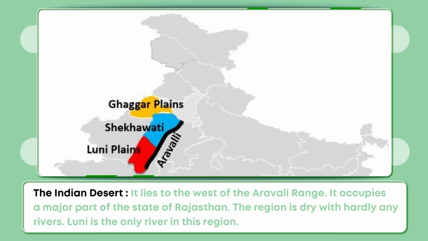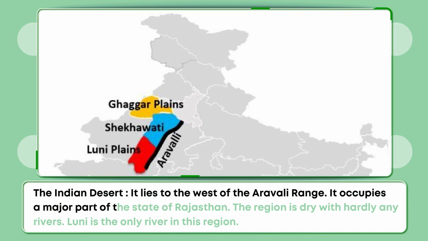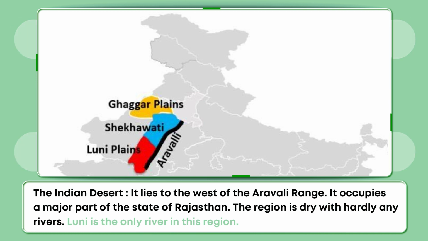The Indian Desert lies to the west of the Aravalli Range. It occupies a major part of the state of Rajasthan. The region is dry with hardly any rivers. Luni is the only river in this region.